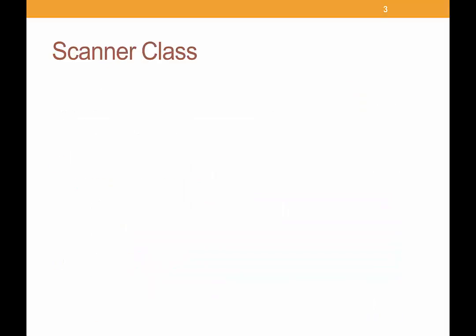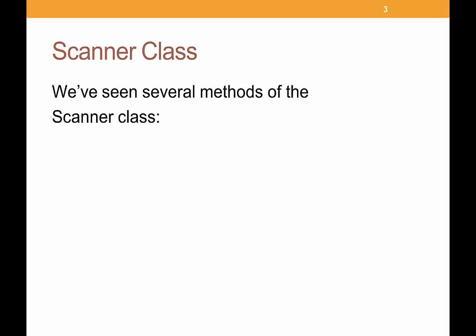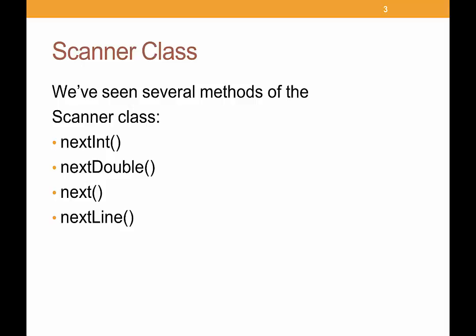So the Scanner class is the main class we've used so far. We've seen several methods with the Scanner class. In particular, we've seen nextInt, that reads an integer, nextDouble, which reads a double number or decimal number, next, which reads a single string up until a space, so kind of like a word, and nextLine, which reads the entire rest of the line in.